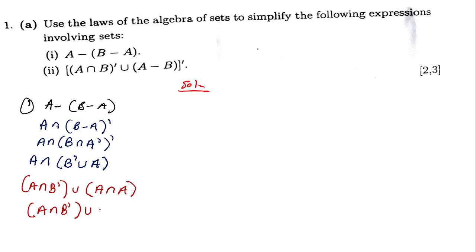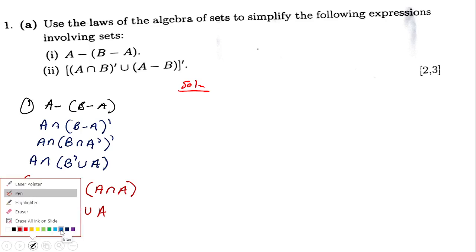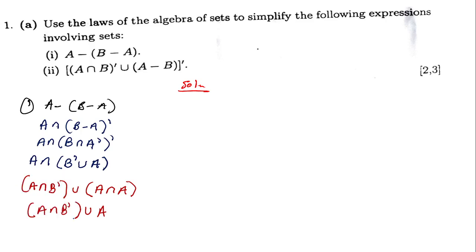Now here you have A intersection B complement union A. If you look at this question, I can simply illustrate it using the Venn diagram. For someone who has done mathematics much, just by looking they will be able to tell you the answer.